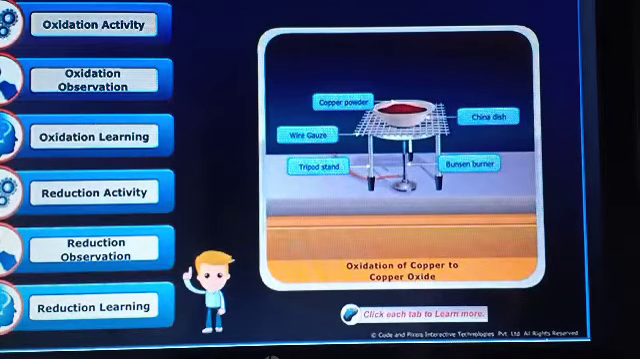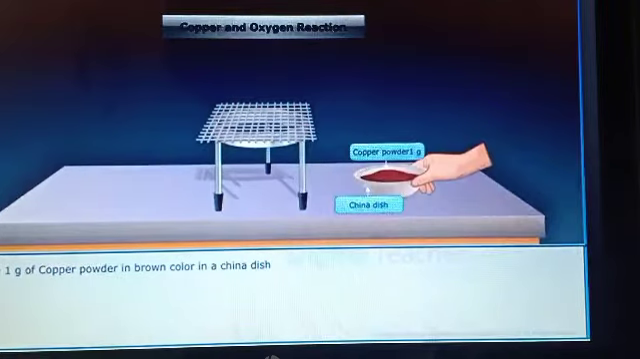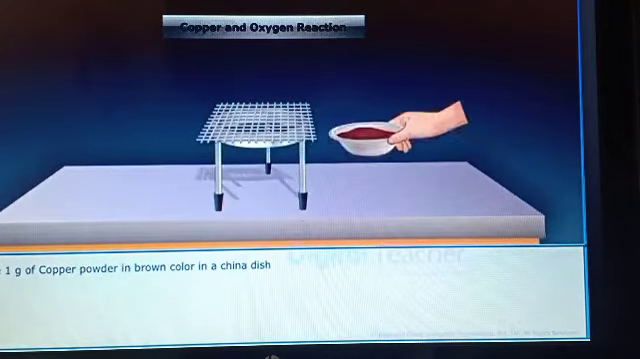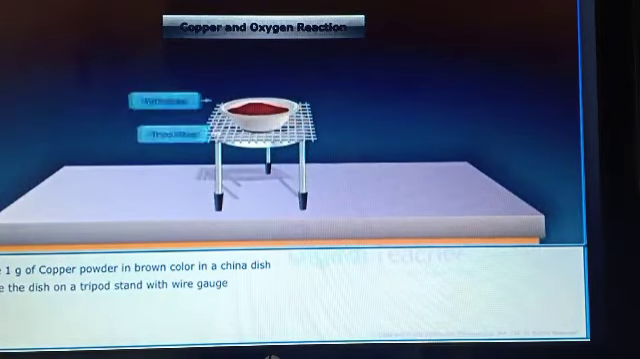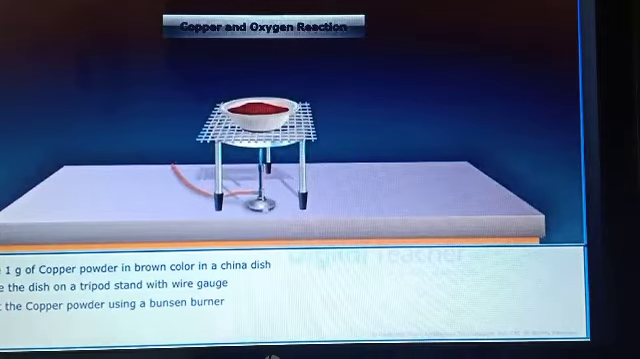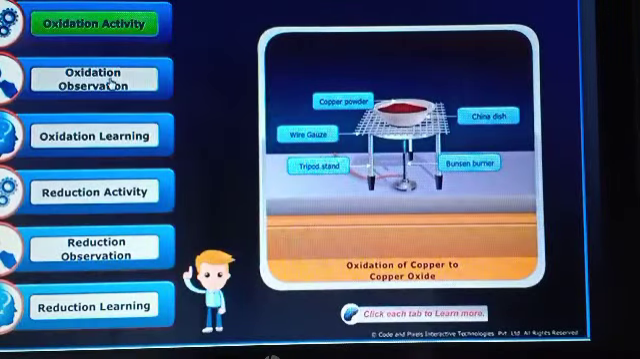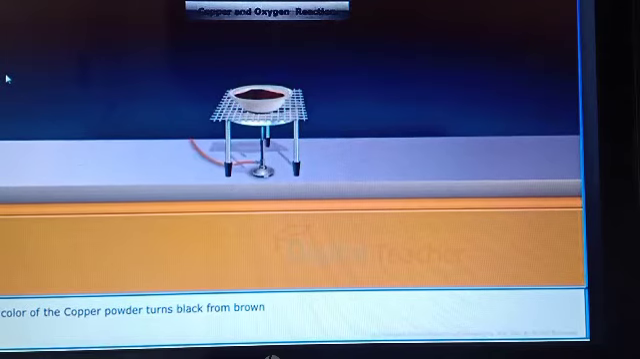For this reaction we require brown color copper powder. First of all, take 1 gram of brown copper powder in a china dish. Place the dish on the tripod stand with wire gauze. Heat the copper powder using a Bunsen burner. Now let's see the observation. The color of the copper powder turns from brown to black.